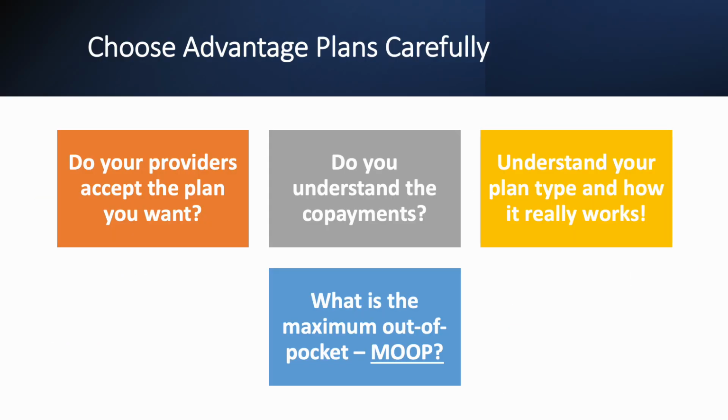We like to tell people to shop these plans carefully. Make sure you understand, are your providers in the network? Do they accept the plan that you want? Do you understand what you're going to have to be responsible for, what your co-payments are and your co-insurance costs are? Understand how the plan works. What's the maximum out of pocket? I think when you're looking at Medicare Advantage plans, you really have to pay attention to, are my doctors in the network, and what's my maximum out of pocket? So if everything in my world turns upside down, I understand what I'm responsible for.